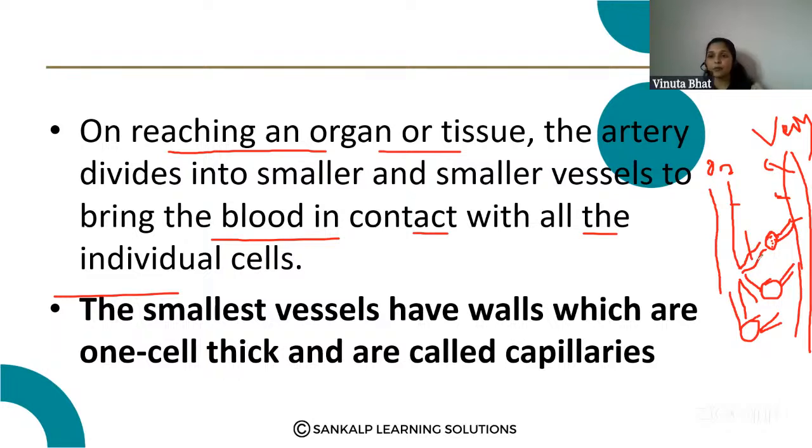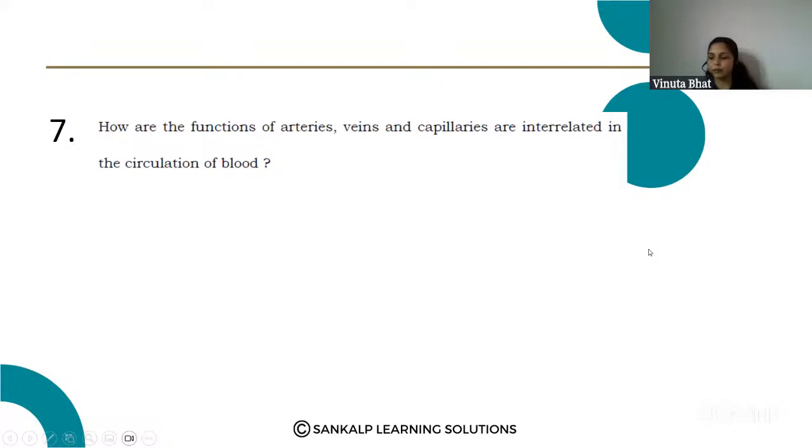So the arteries, capillaries and veins are interconnected, because these capillaries reach the individual cells, where the respiration takes place and carbon dioxide is released, then the carbon dioxide is carried by the capillaries and they join to form the veins. So this is how the functions of these three are interrelated in the circulation of the blood. Okay, so this is one of the very important questions. Please note down the question.